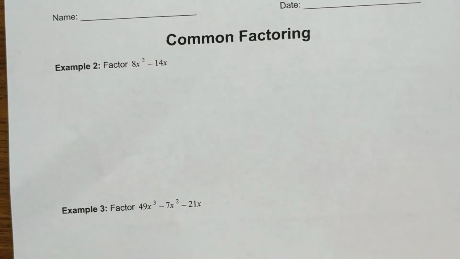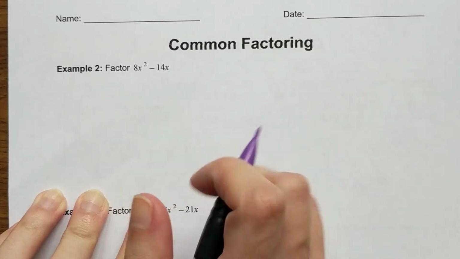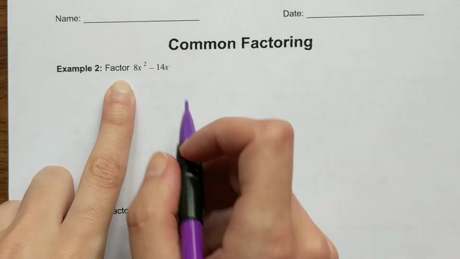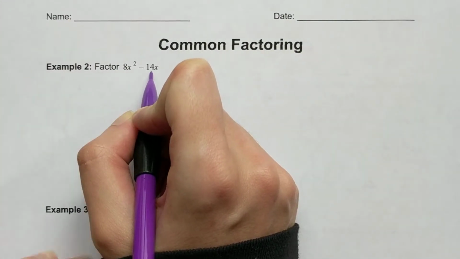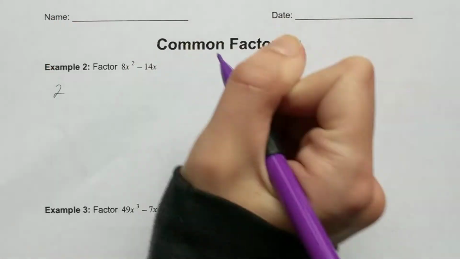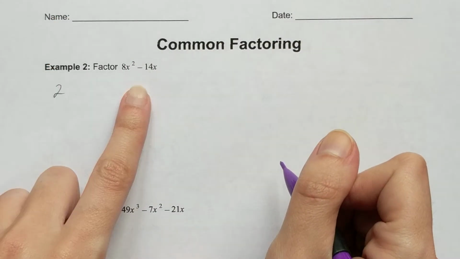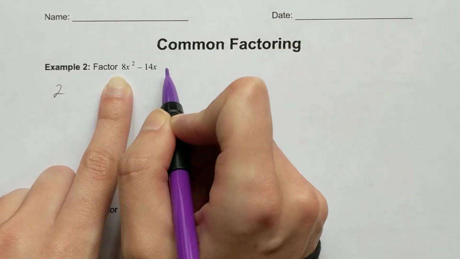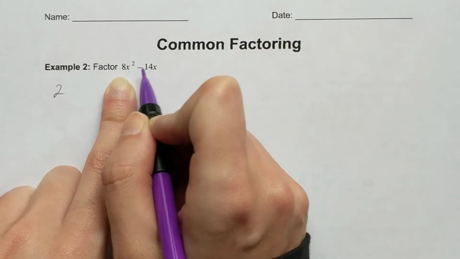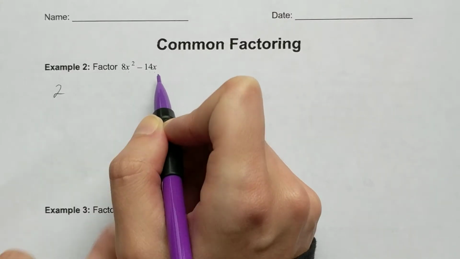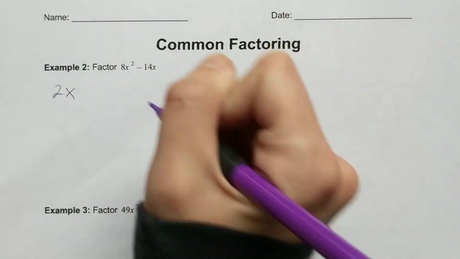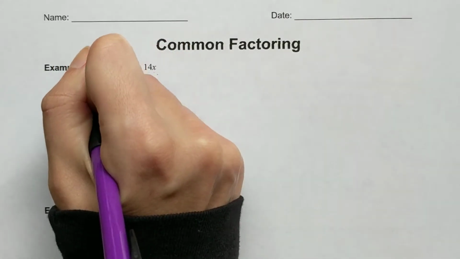So factor 8x squared minus 14x. First, I need to find what the terms have in common. Between 8 and 14, there is a common factor, the greatest common factor of 2. So I can pull 2 out. Between x squared and x, well, there's 2 x's here and 1 x here. The lowest number of x's is 1, so I can pull out an x out front. Now I am done.